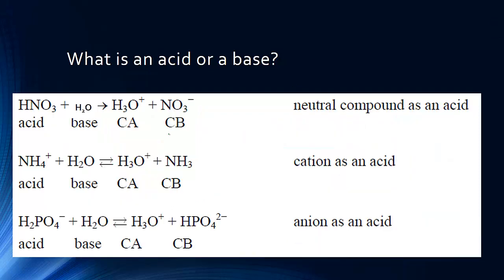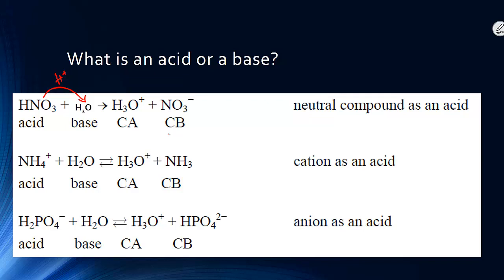So in your packet, we have some of these already worked out for you. For this, it's not necessarily an example, but let's show how each of them function as an acid or base. Even though they are labeled here, let's show. Nitric acid is an acid. It donates a hydrogen to water, making it an acid.